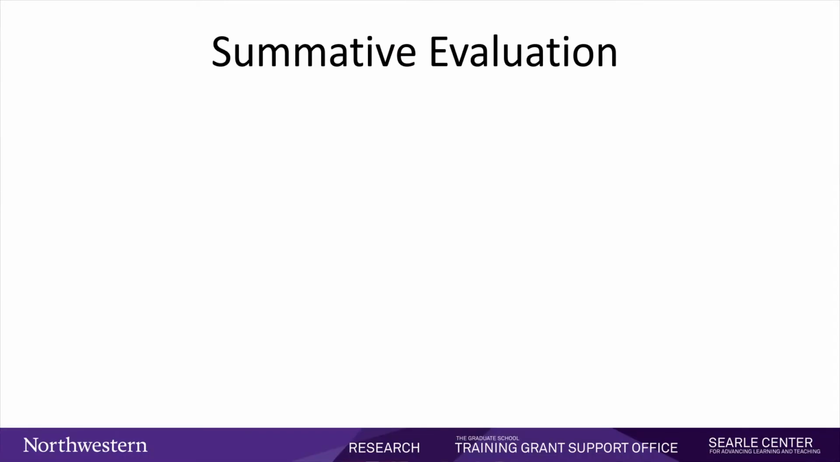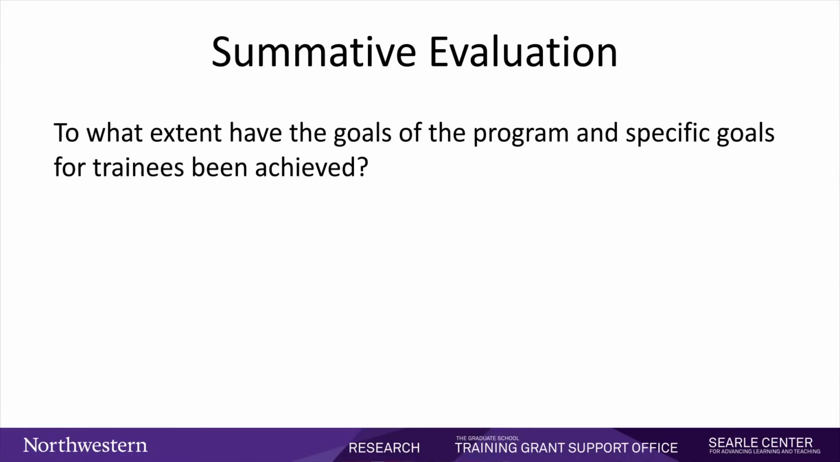There are two broad types of evaluation, summative and formative. We'll look at summative evaluation first. Summative evaluation asks the question, to what extent have the goals of the program and specific goals for trainees been achieved? The starting point for developing a summative evaluation plan is articulating goals for the program and goals for trainees.